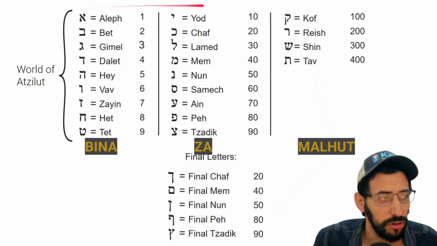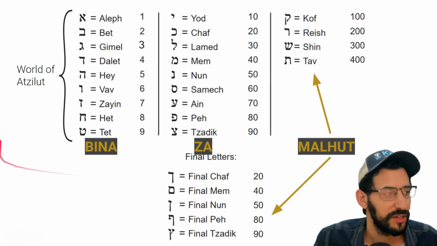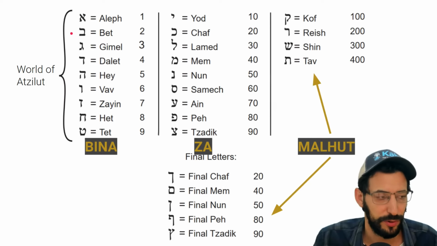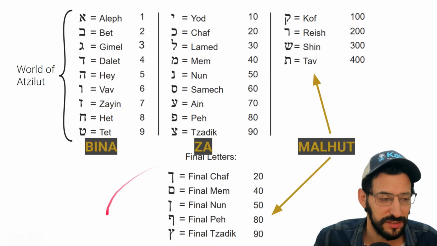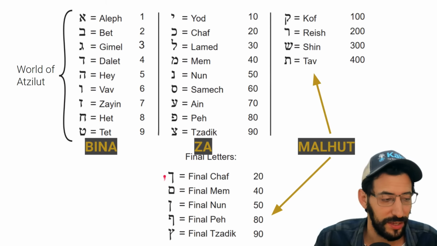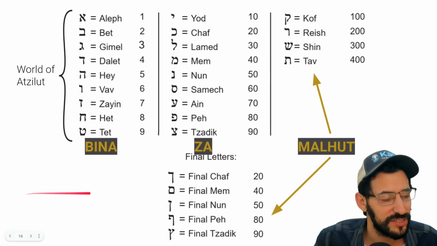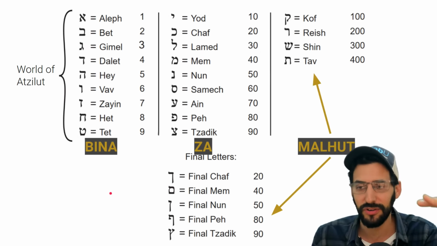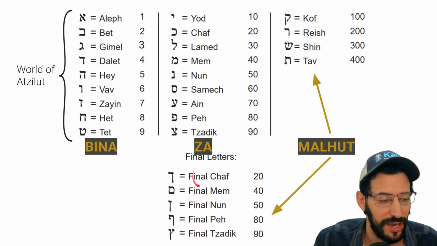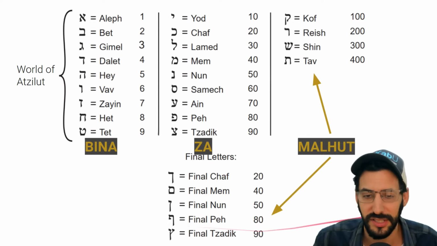So, all of this above, all of this here, is in the world of Atzilut, which is the higher spiritual world, and the final letters are the connector to the Malchut. That's why, by the way, these letters are extended, they're longer, because you could say in a way they extend from the upper to the lower. They're like the connecting letters. That's why they go below the line, as you can see here.